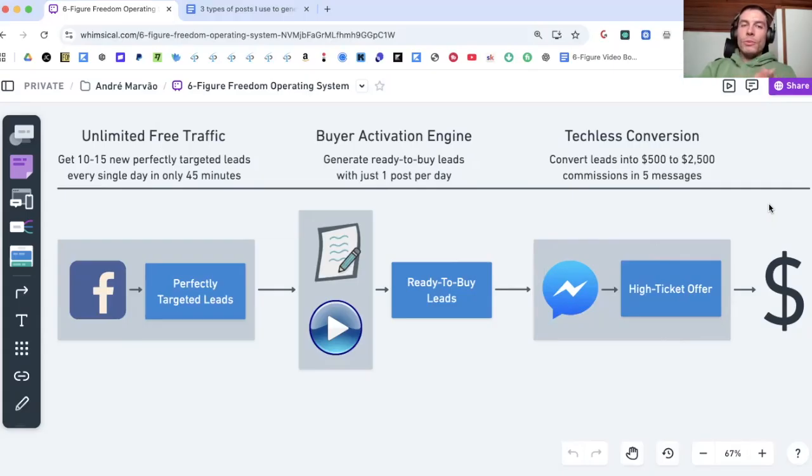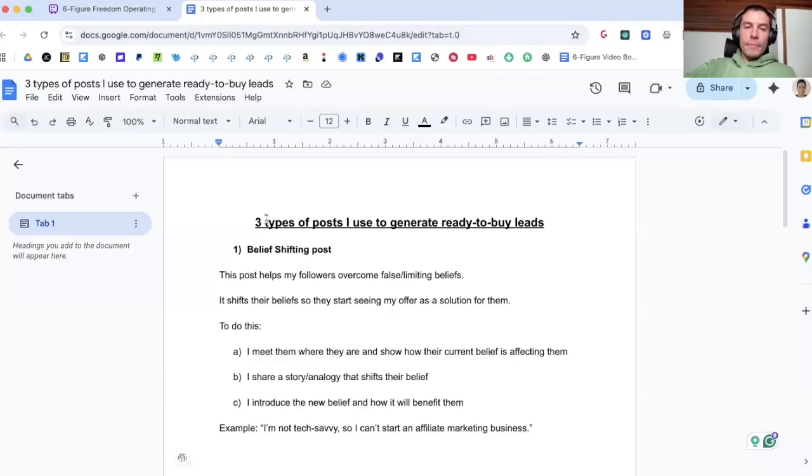Okay, and what we are going to talk about right now is the 3 types of posts I use to generate ready-to-buy leads. So that's in this second phase, the content I share here to generate ready-to-buy leads. And for that, I have a document that I'm going to share right now. Okay, so the 3 types of posts I use to generate ready-to-buy leads.